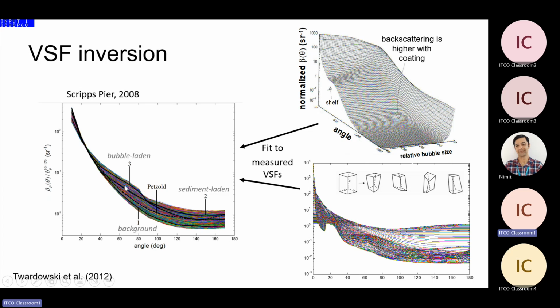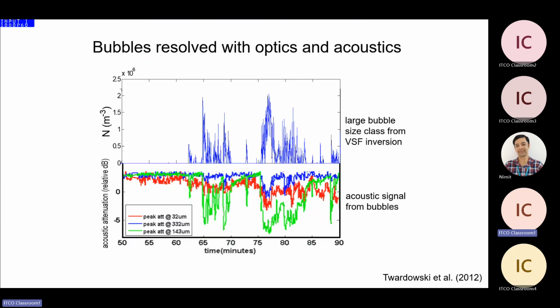And then we had sediment-laden water come through, with much, much higher backscattering relative to the background. Again, this is a log scale, so it's much higher relative backscattering. So those are the two populations we were looking at, their dynamics relative to the background. And we could actually derive bubble concentrations with this inversion.